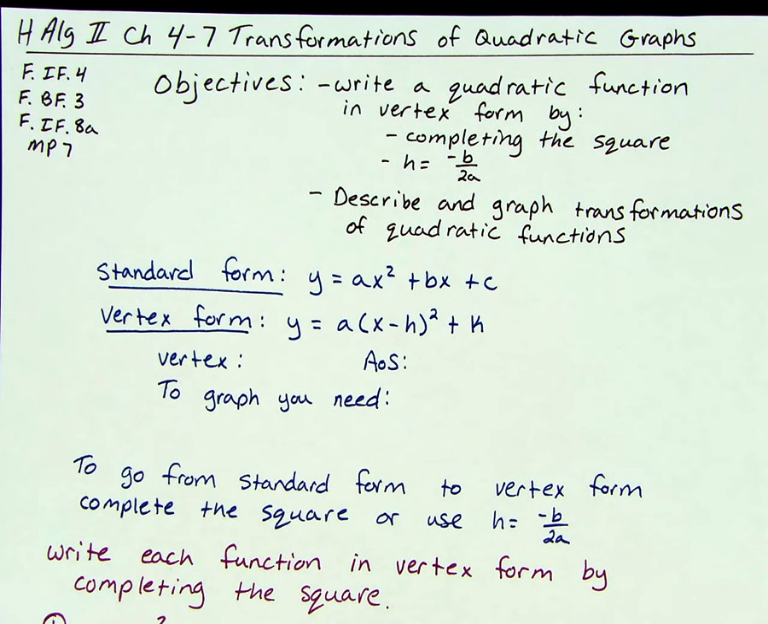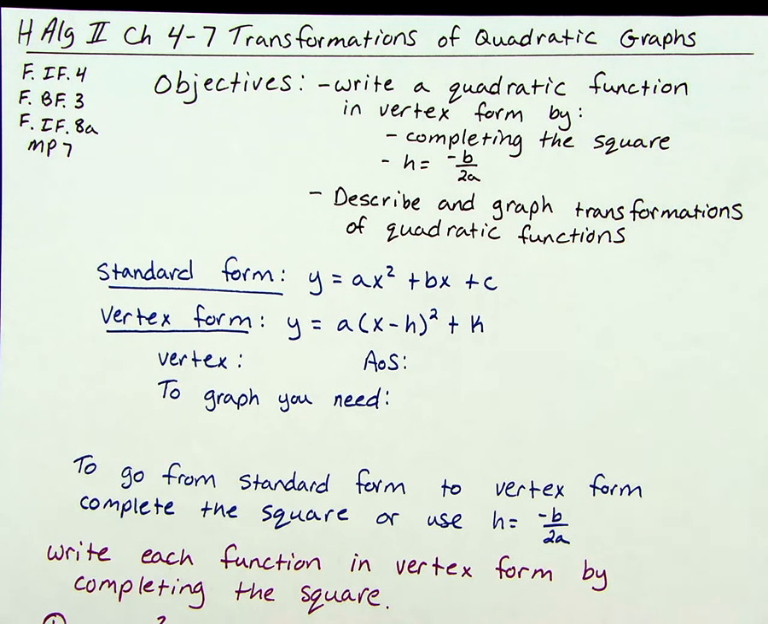All right, lesson 4-7, transformations of quadratic graphs. By the time we are done with this lesson, we should be able to write a quadratic function in vertex form by either completing the square or using our formula of h equals negative b divided by 2 times a. And we should be able to describe and graph transformations of quadratic functions.